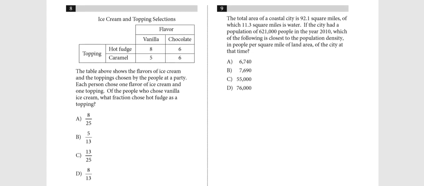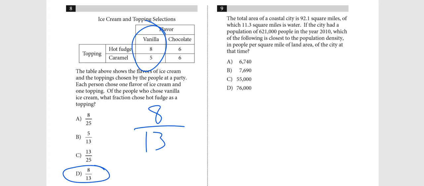The table above shows the flavors of ice cream with the toppings chosen by the people at a party. Each person chose one flavor of ice cream and one topping. Of the people who chose vanilla ice cream, so they are limiting me to that column. So that's 13 total people. What fraction chose hot fudge? So they limited me. The total area of a coastal city is 92.1 square miles.